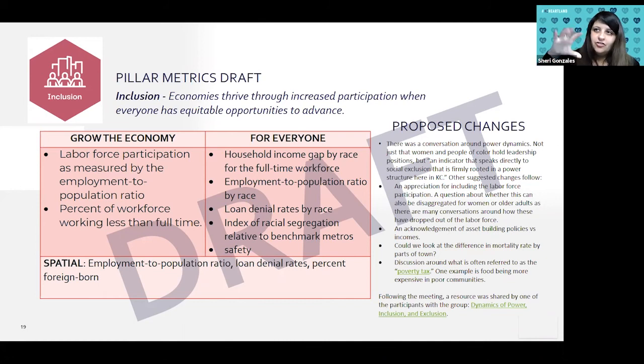In addition to these categories at the pillar metric level, we have a spatial metric, right? I mentioned at the beginning the history of Kansas City and the deep segregation that exists here. The spatial metric helps to give one more dimension of for whom this is benefiting, right? And all three categories of grow the economy for everyone have spatial measures in every one of them. And some of the measures that were shown earlier by Asata, we're looking at that as well.